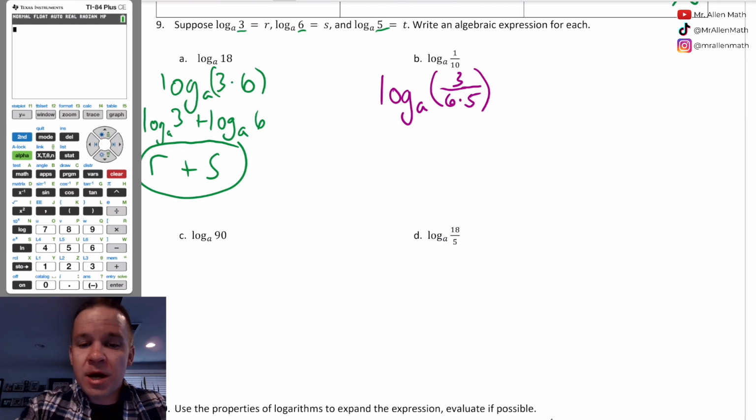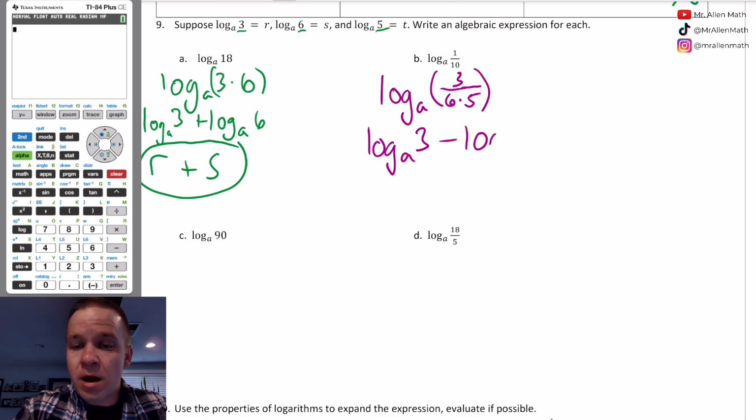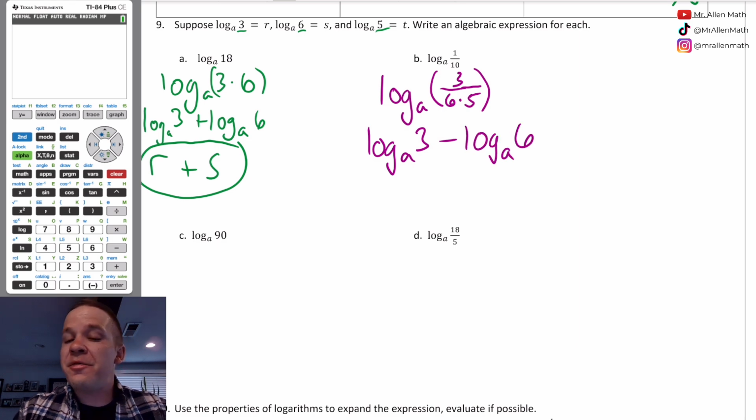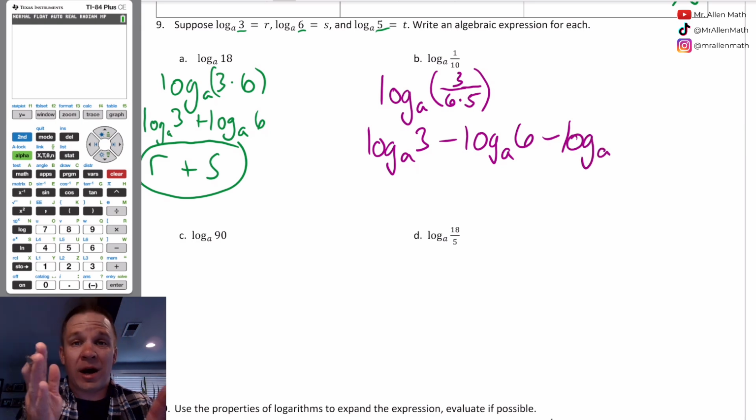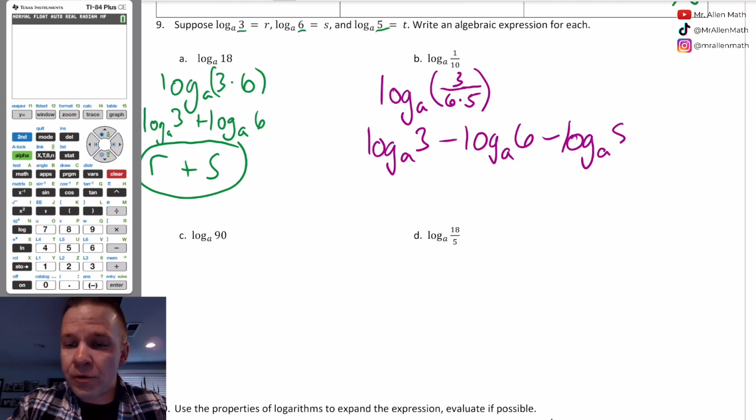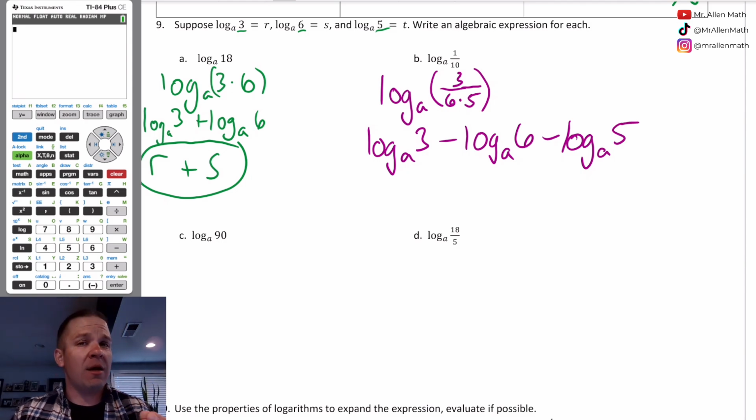Now I'm going to break it apart. We got log base a of 3, minus log base a of 6. And then what about that log base a of 5? Would it be addition or subtraction? It's going to be subtraction because we're dividing by that 5. I could have done 5 times 6 or 6 times 5, right? So it's not like just because the 5 is second, it's going to become addition, because if I swap the 6 and the 5, then the 6 would become addition. That doesn't make sense, right? So they're both going to be subtraction because I'm dividing by both, by 6 and by 5. That's the key there. If I'm dividing by that, it's going to be subtraction.